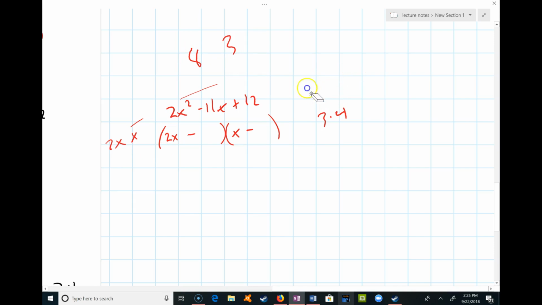Aha! So that means this is the one we want. And I want to get 8, so that means the 4 has to be there, 3 has to be there, and check just to make sure: 2x times 2x is 2x squared, 2x times negative 4 is negative 8x, negative 3 times x is negative 3x, and negative 3 times negative 4 is positive 12. So we get 2x squared minus 11x plus 12, and it works. Yes. So that is my answer.